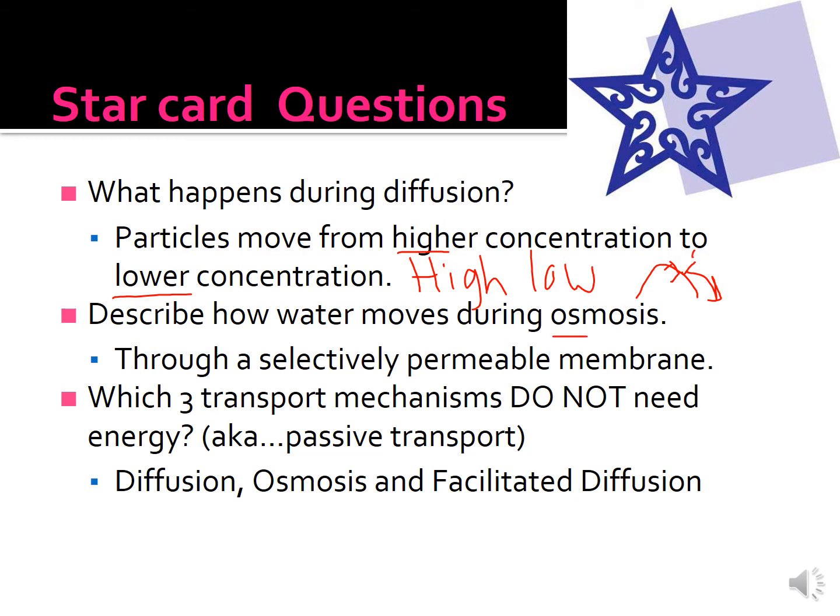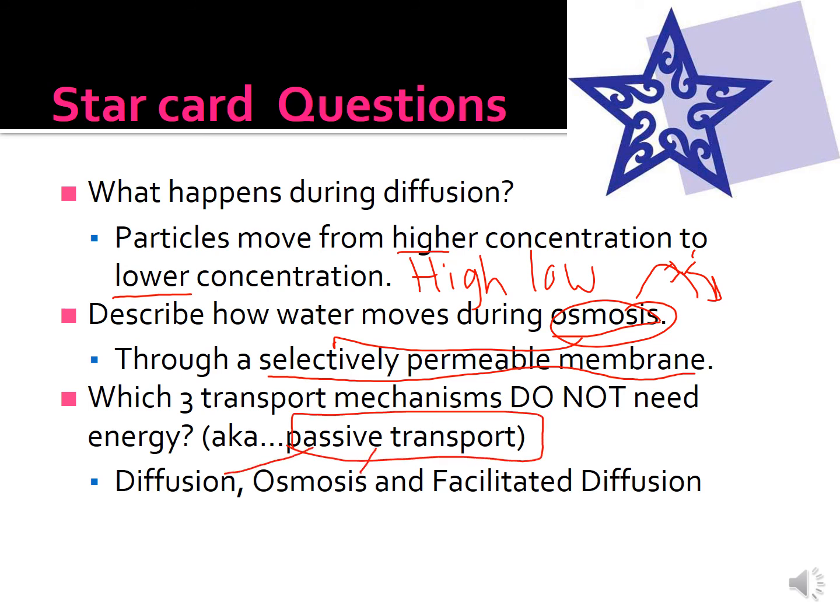All right, so how does water move through osmosis? Well, it moves through a selective permeable membrane. And osmosis is only the movement of water. And which one does not need energy? So we know it's called passive, but you have to know the three types of passive. We have diffusion, osmosis, and facilitated. So diffusion is just particles. Right here is water. And then facilitated, remember that was proteins or the heavier substances like proteins. All right, that's the end of our lesson.